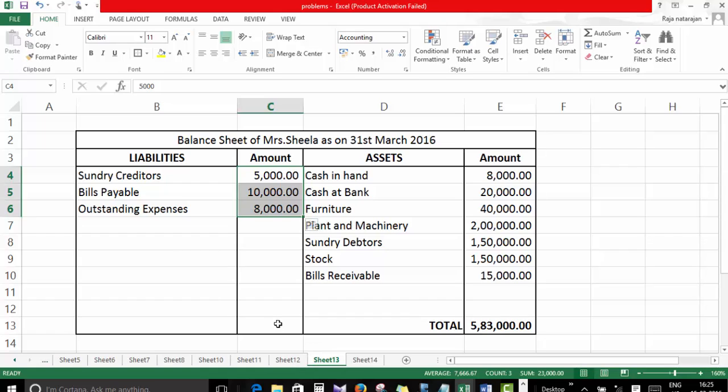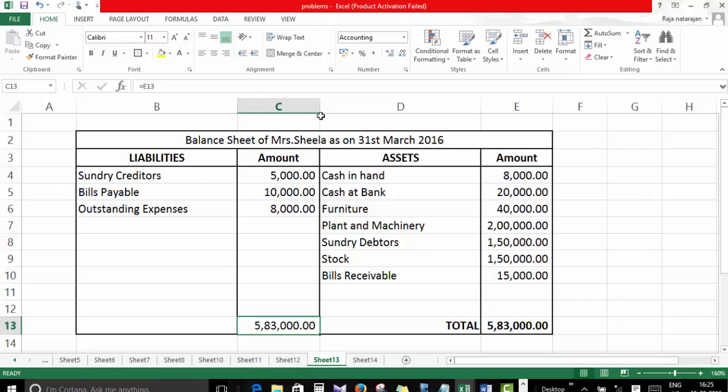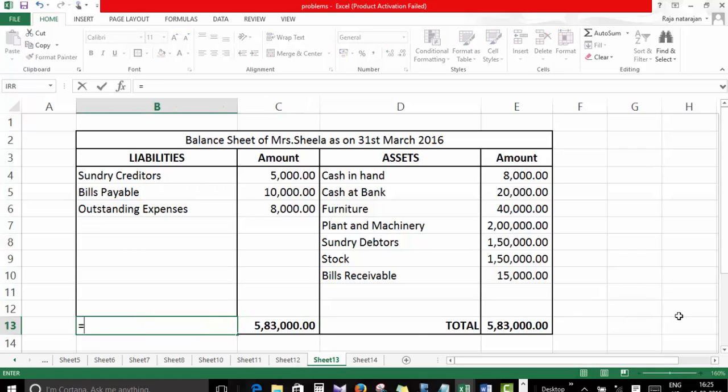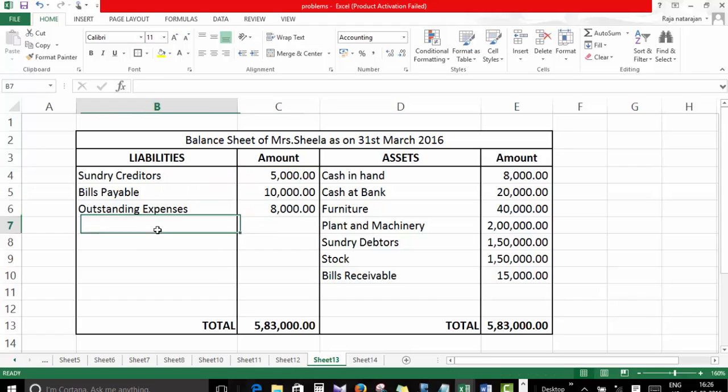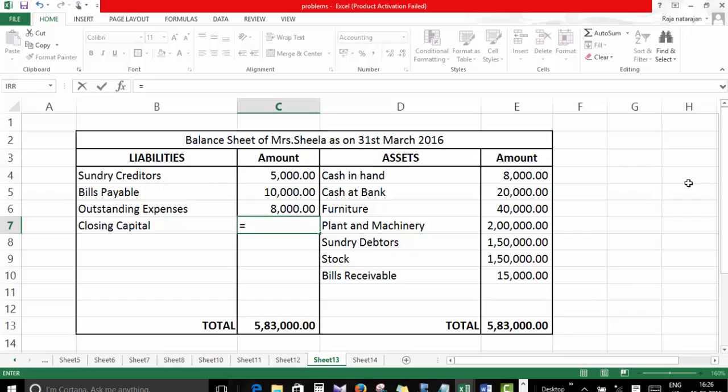So the total we want here is 5,83,000. There is going to be a difference, and that difference is nothing but your closing capital. We need the total on both sides. There is going to be a difference because these three items become only 23,000. So the difference we are going to call closing capital. That is 5,83,000 minus the sum of these three items. That says the closing capital is 5,60,000.